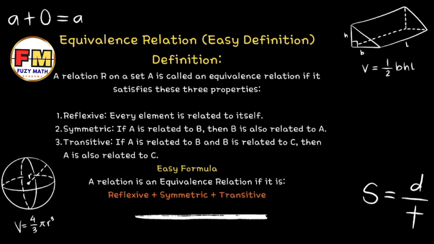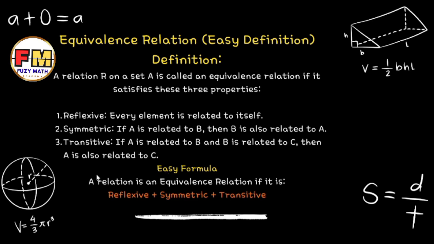Equivalence relation is a definition. A relation R on a set A is called an equivalence relation if it satisfies these three properties. Number one property is reflexive. Every element is related to itself.